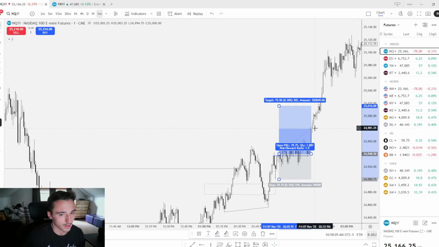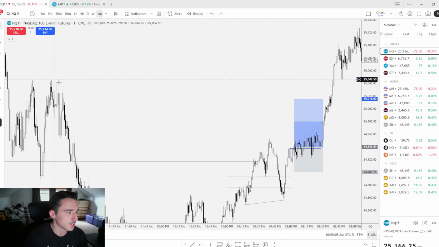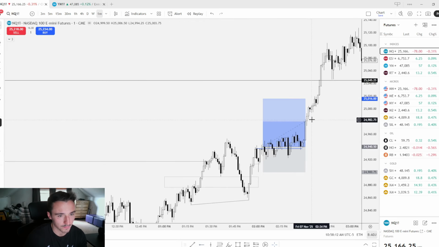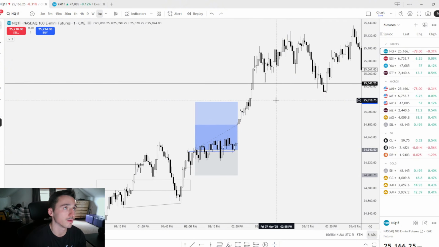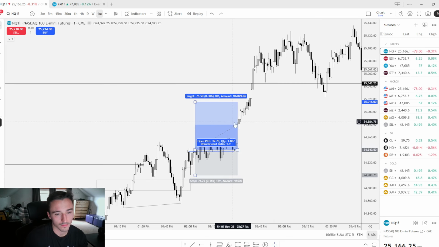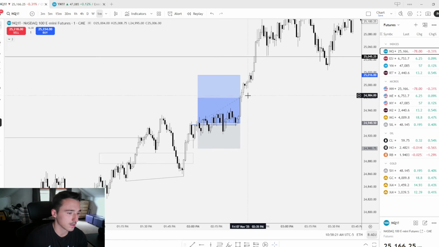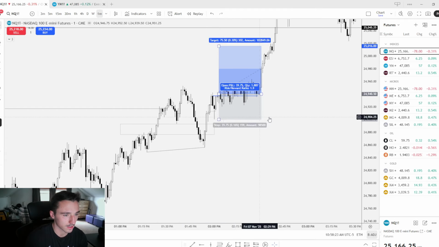Right around here, which I thought we were going to make it to these perfect equal highs here, which we did. But yeah, that was the trade that I took, and that's literally all that went into this trade.